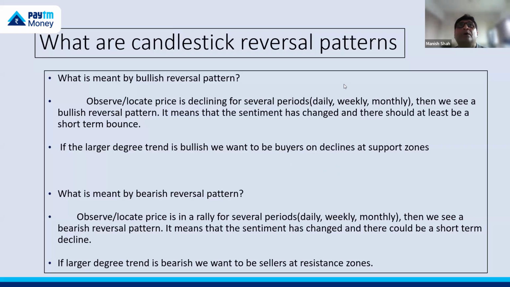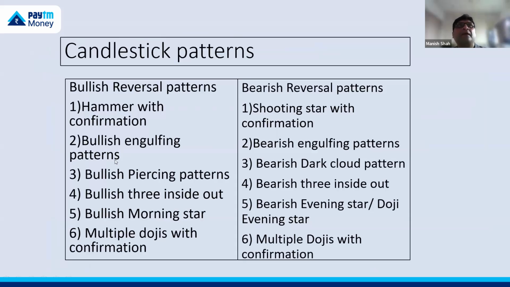So what I'm showing you is a cheat sheet that you can locate on the net. There are different types of patterns: hammers, bullish engulfing, bullish piercing, bullish three inside out, morning stars, multiple dojis, bearish reversal, shooting star with confirmation, bearish engulfing, bearish dark cloud, bearish three inside out. And this is only a handful of patterns that I'm giving you. In his original book, Steve Nison has given many such patterns. He has also talked about continuation patterns that you can see on the price chart.